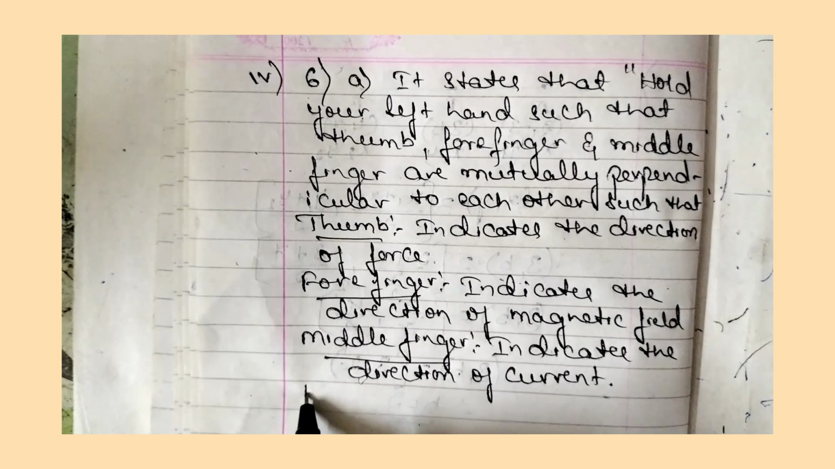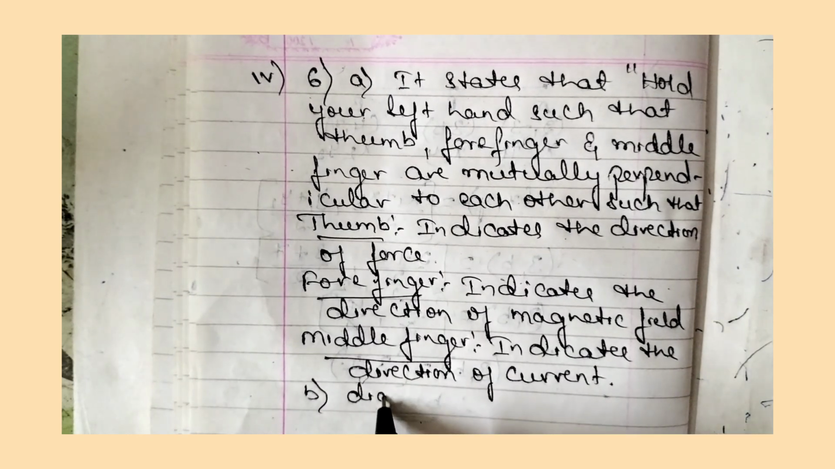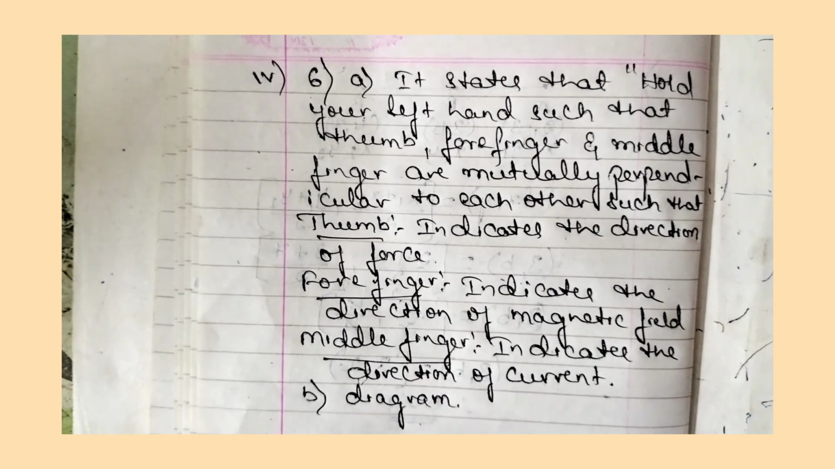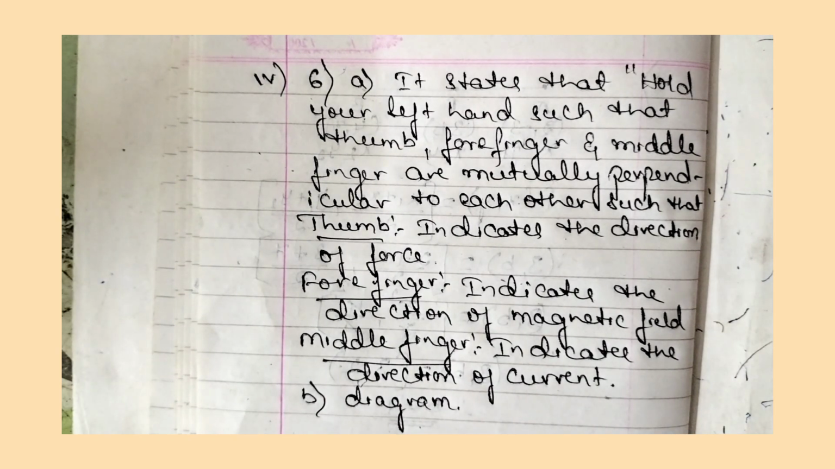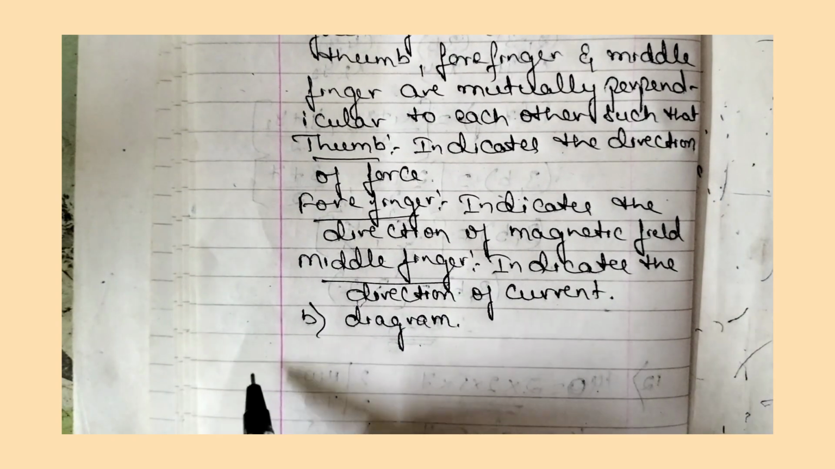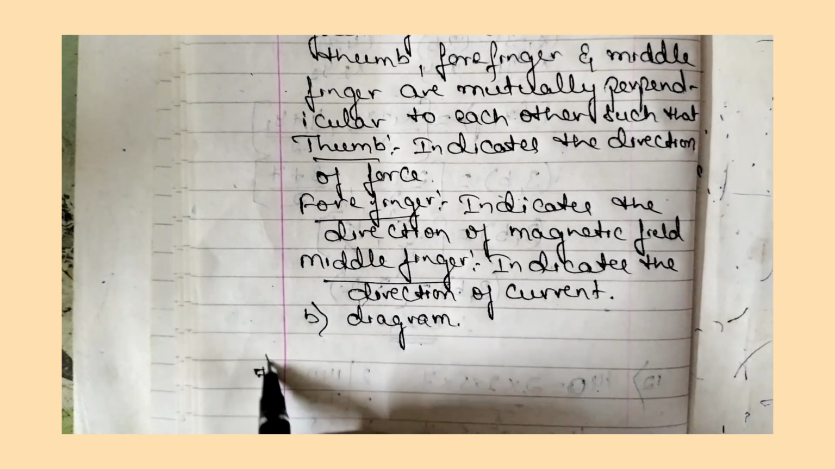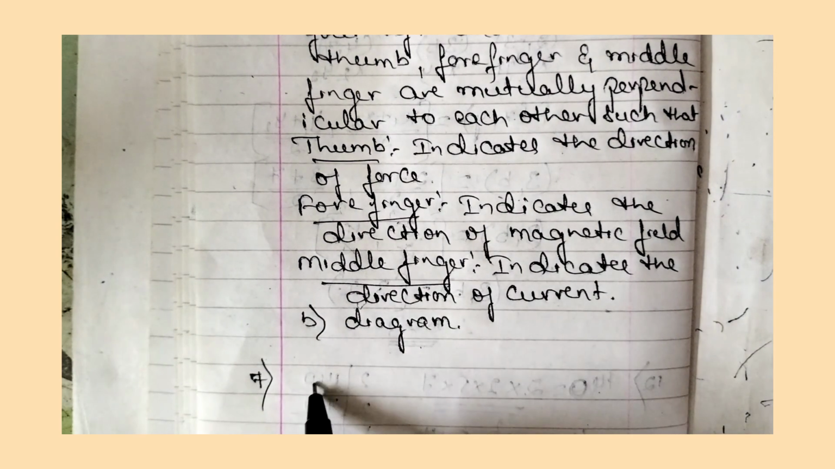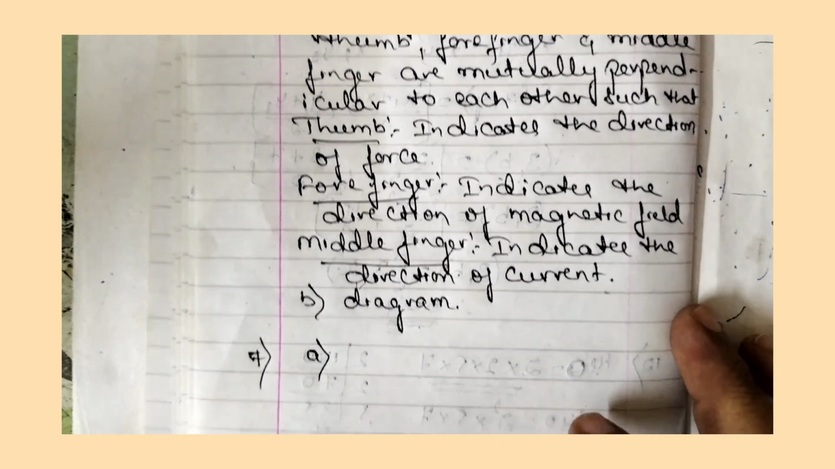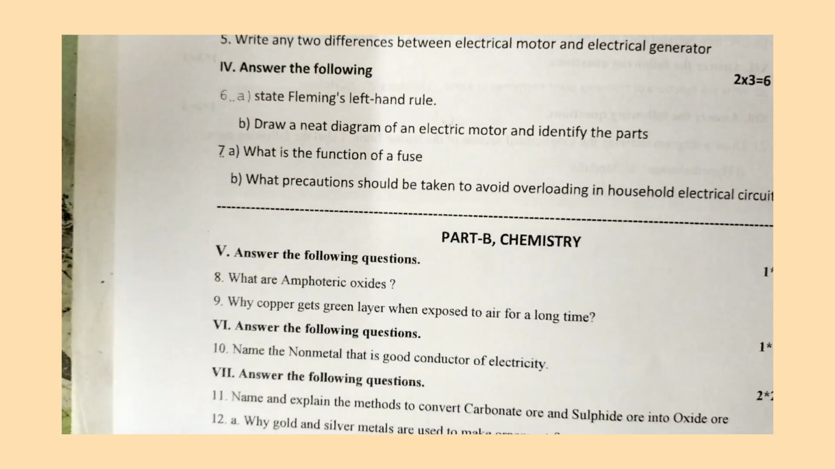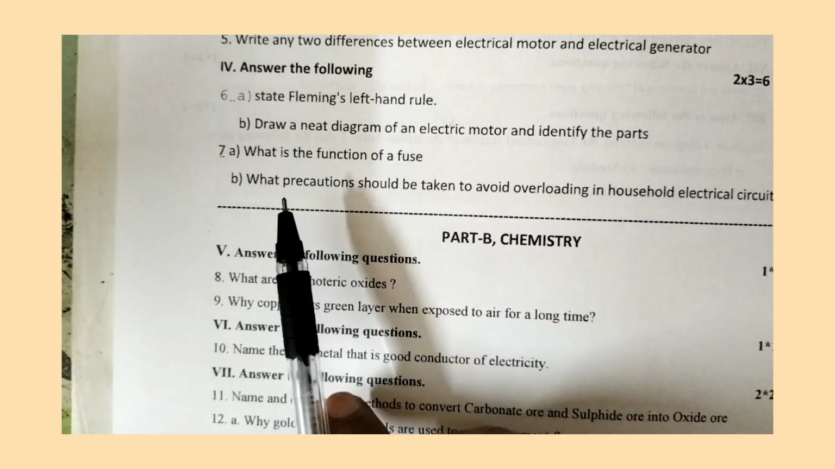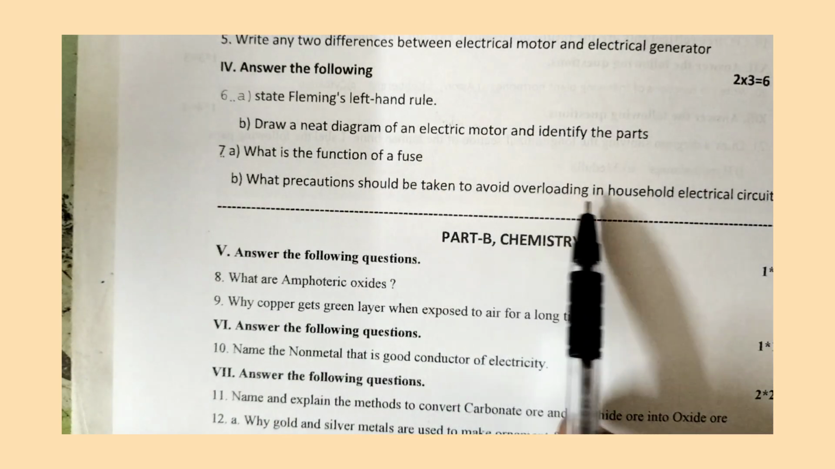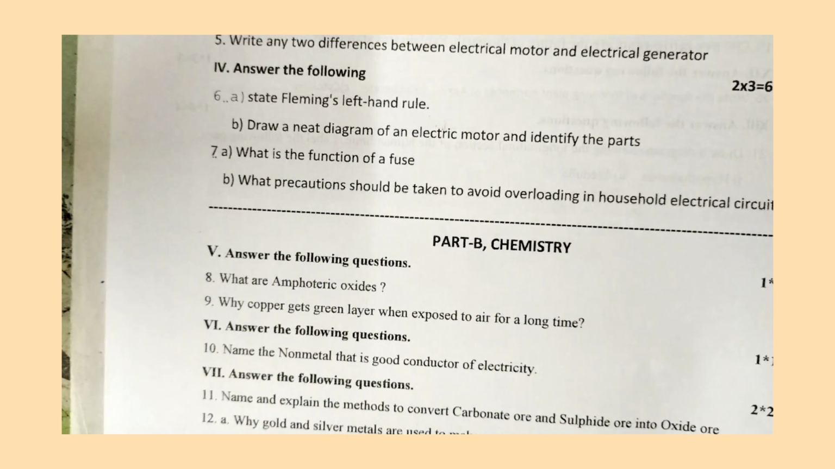So now B is in sixth only. B question is a diagram question. You have to write a neat labelled diagram of electric motor and you have to label the parts. In fourth main, one more question is there, the last question of the physics part. In seventh question, two sub questions are there. The first is, what is the function of a fuse? The second is, what precautions should be taken to avoid overloading in household electrical circuit? So now let us answer these two questions.